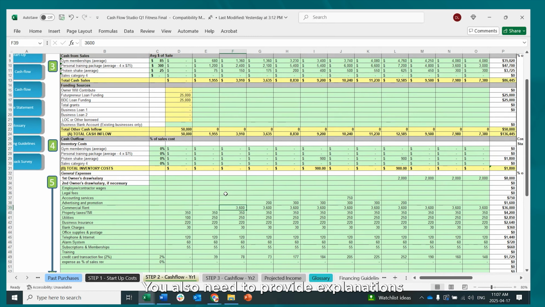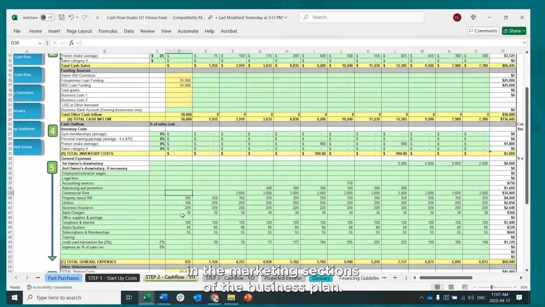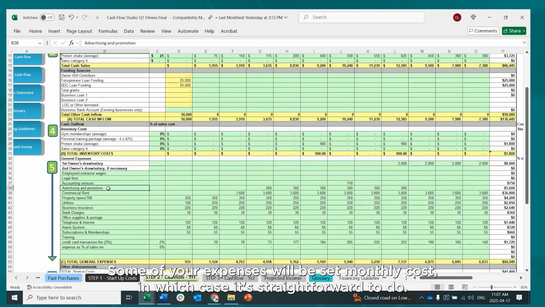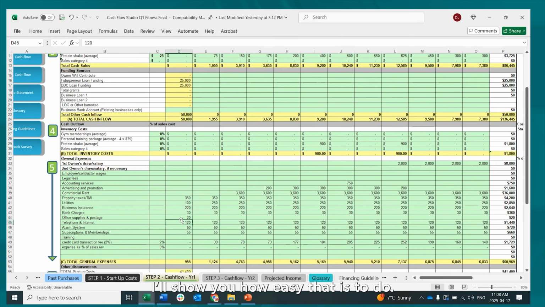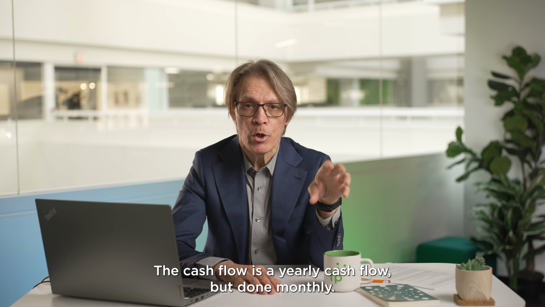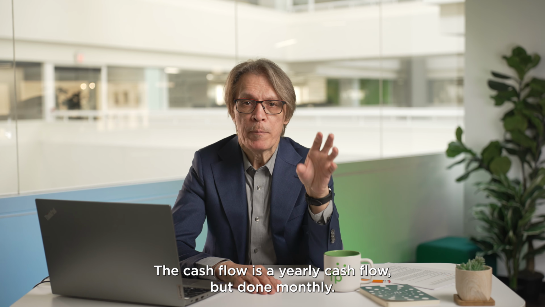You also need to provide explanations of your expenses in the operations section of the business plan. The marketing expenses can be explained in the marketing sections of the business plan. Some of your expenses will be set monthly costs, in which case it's straightforward to do. I'll show you how easy that is to do. The cash flow is a yearly cash flow, but done monthly.